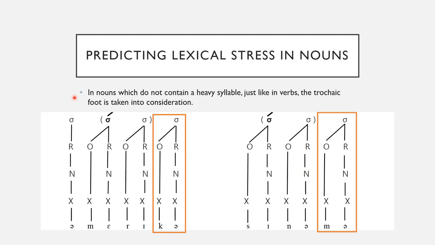In nouns which do not contain a heavy syllable, just like in verbs, the trochaic foot is taken into consideration. Let us take a look at these two words, America and cinema. Here we can see that the syllables in the antepenultimate and the penultimate position are both light syllables. Therefore, we assign the lexical stress by considering the trochaic foot.